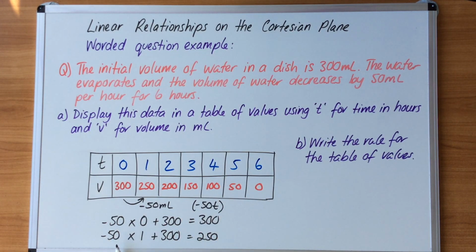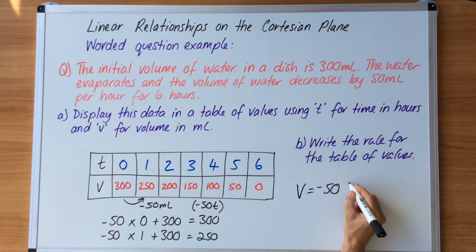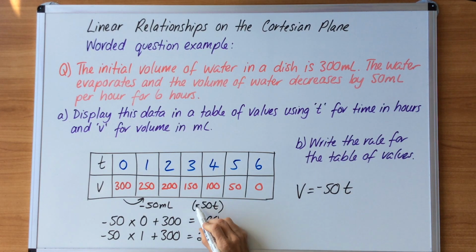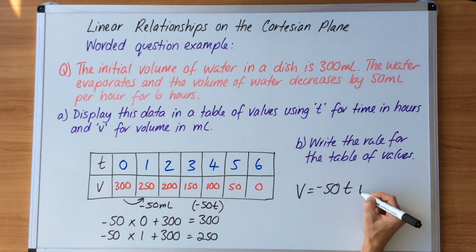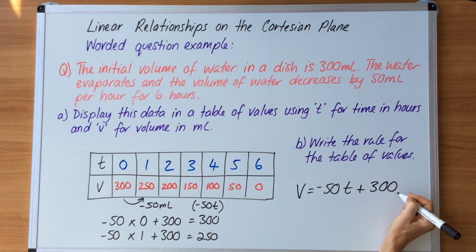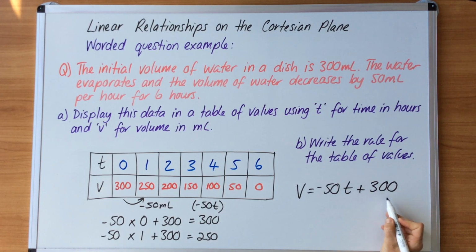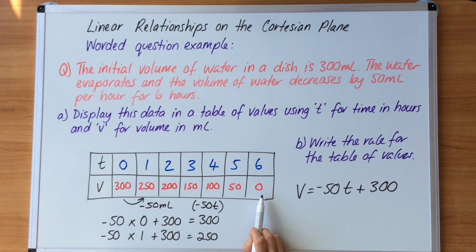So I can create a rule from this, and I'm going to write it over here. So V equals, so the volume equals negative 50 t, because this is where I got it from here, negative 50 multiplied by t, the value of t. And then you'll notice that every time we add 300. And that is our rule. If I use this rule, I will be able to calculate each and every one of those answers in V.